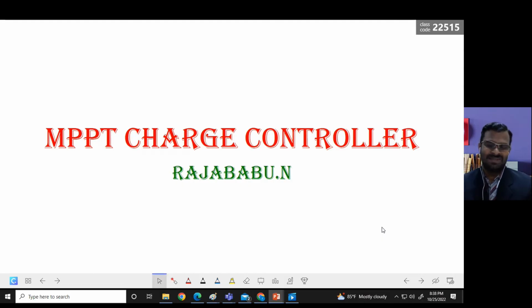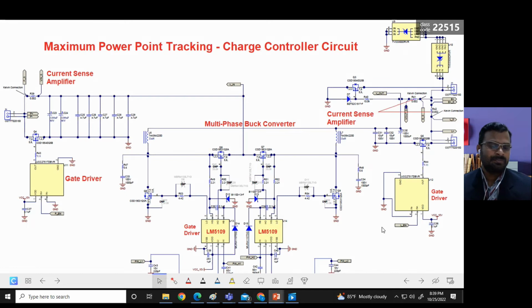Hello friends, in this video let us discuss the functional circuit diagram of an MPPT charge controller. I have already explained the functional block diagram and the flow chart of the same in our previous video. If you have not gone through it, please do so that you can understand the functional circuit diagram in a better way. So let us start now.